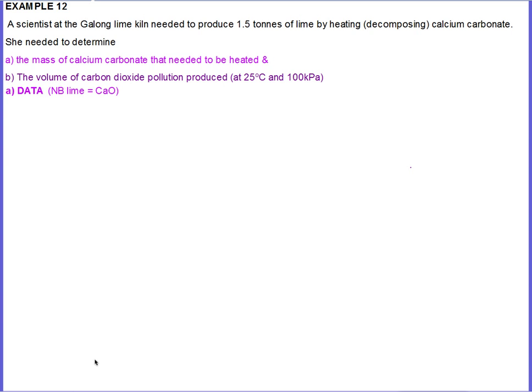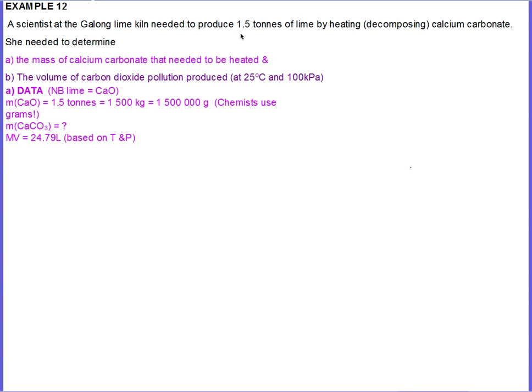First step is the data. What do we know? We know that lime is calcium oxide. So what have we been given? The mass of calcium oxide, or the mass of calcium carbonate, or the molar volume? Well, we've been told the mass of calcium oxide is 1.5 tonnes. We've got to convert that to grams, because chemists use grams. So 1.5 tonnes is 1,500 kilograms, and converting kilo into 1,000, because it means 10 to the 3, that's 1,500,000 grams. We don't know the mass of calcium carbonate, that's what we're trying to find, but we do know that the molar volume, based on the second part of the question, is 24.79 litres at that temperature and pressure. So we've got some data from the question.